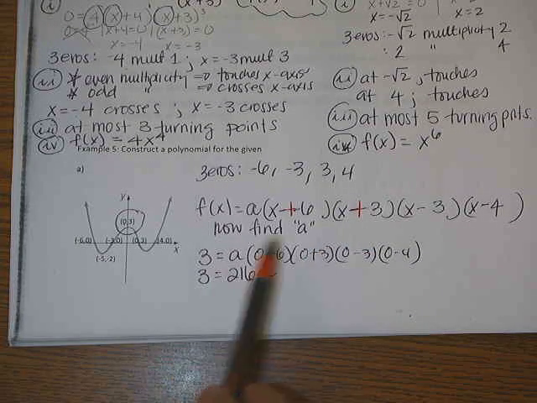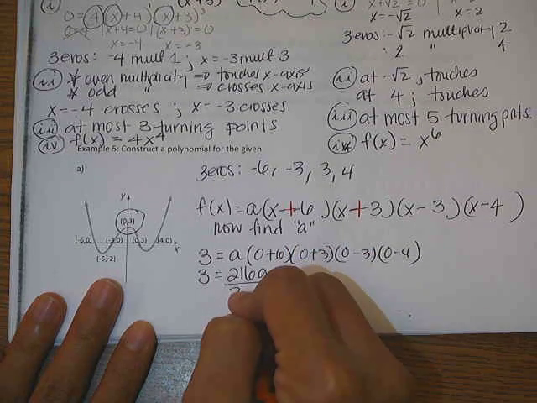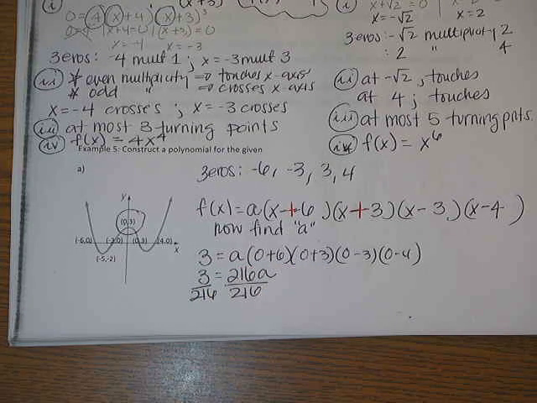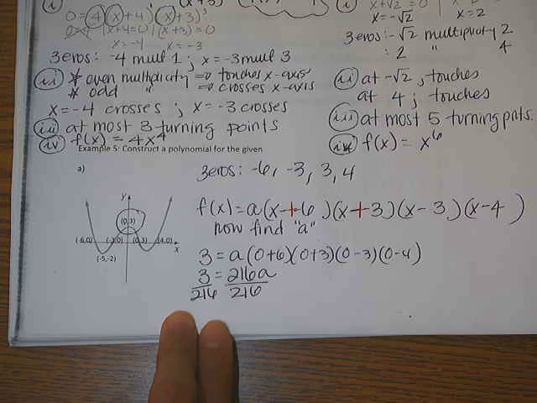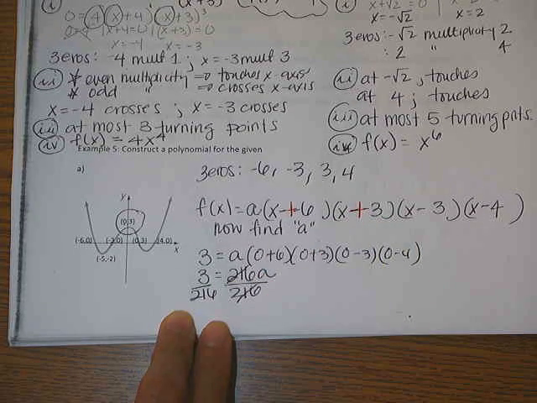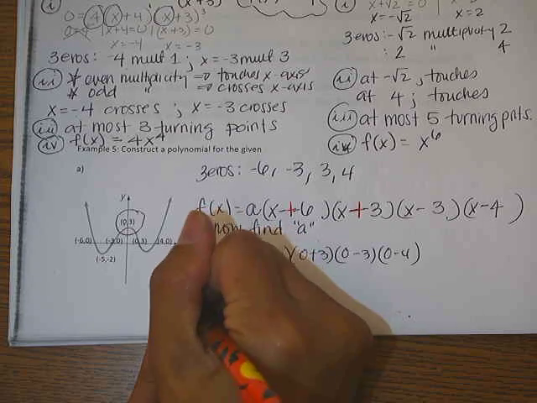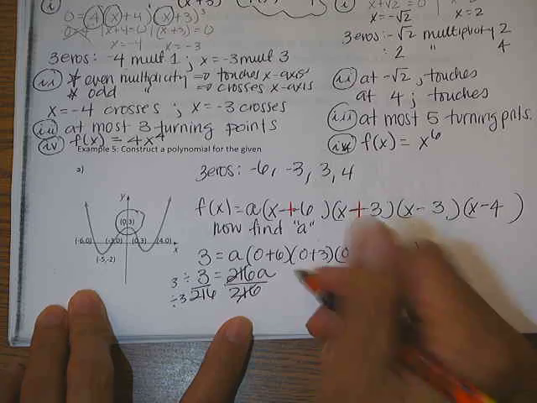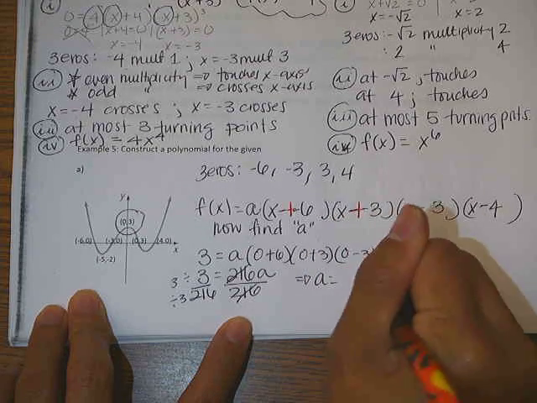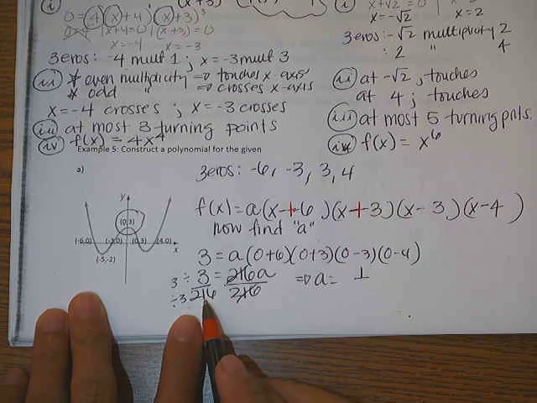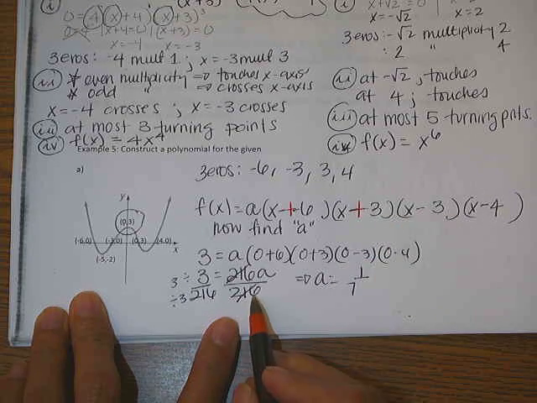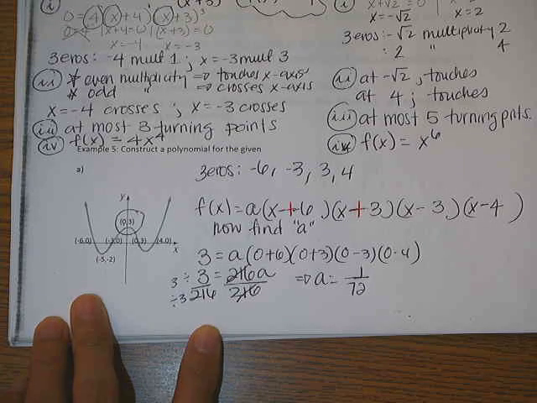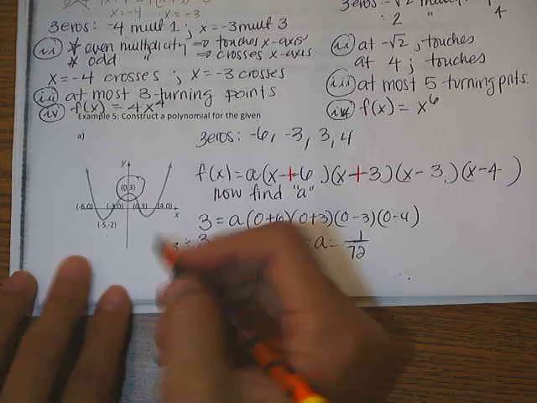Then again, we're still trying to find A, so we're going to divide both sides by 216. Okay, looks like this is going to be reducible, so let's reduce it. We're going to divide the top and bottom by 3. Okay, so 3 divided by 3 is going to give me 1, so A equals 1. And 216 divided by 3 is 72, so 1 over 72. That's my A value. So now let's write the final equation so we can box it up.